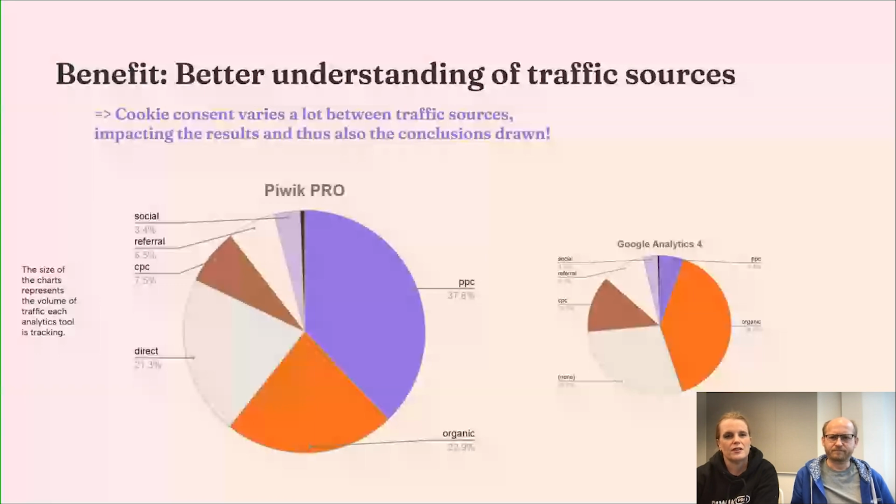Okay, so the obvious benefit here is a better understanding of the traffic size, but also of the traffic sources. And one good thing to realize here is that the cookie consent varies really a lot between the different traffic sources, and this impacts the results that you see. So if you compare here the Piwik PRO pie chart, which is for July and half of August, before that high peak so that it would not impact, you see that the majority of the traffic coming to the site comes from PPC, and then organic, and then direct.